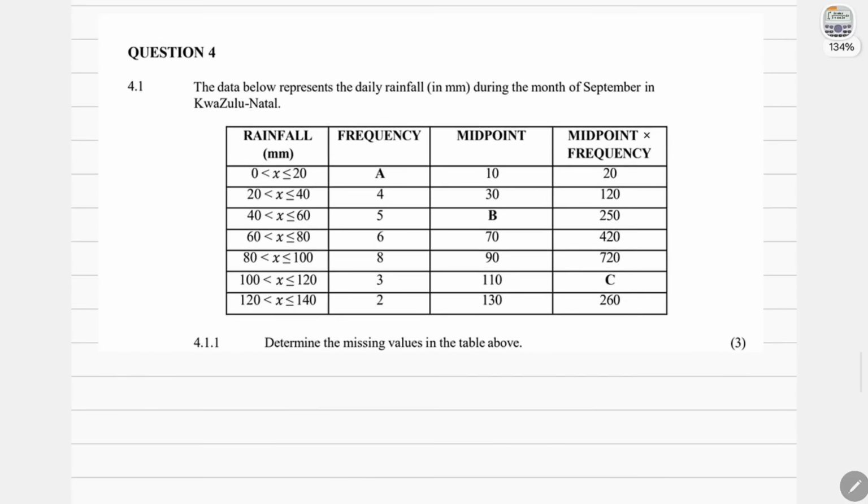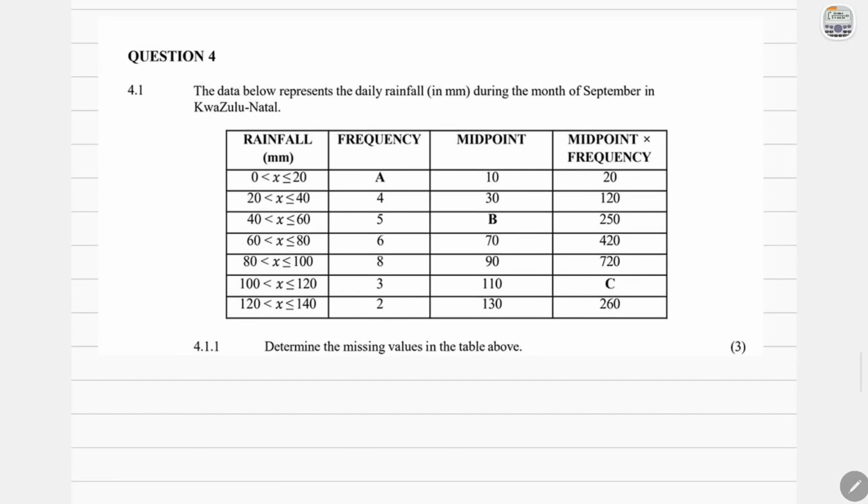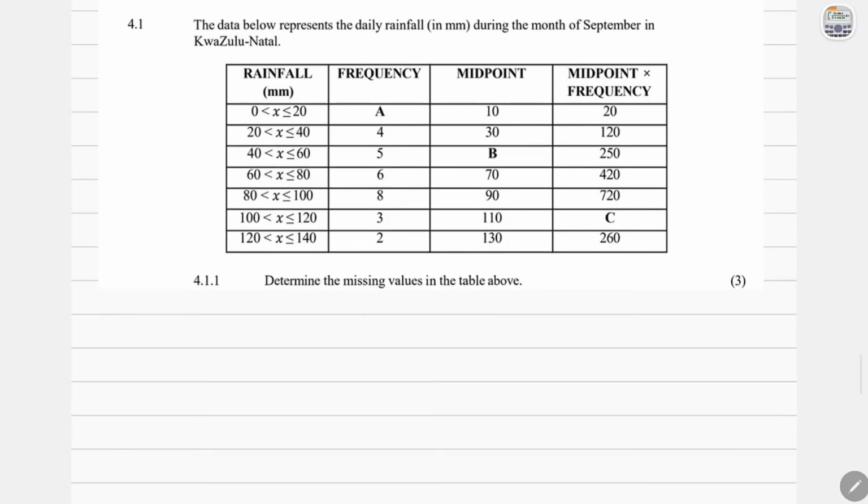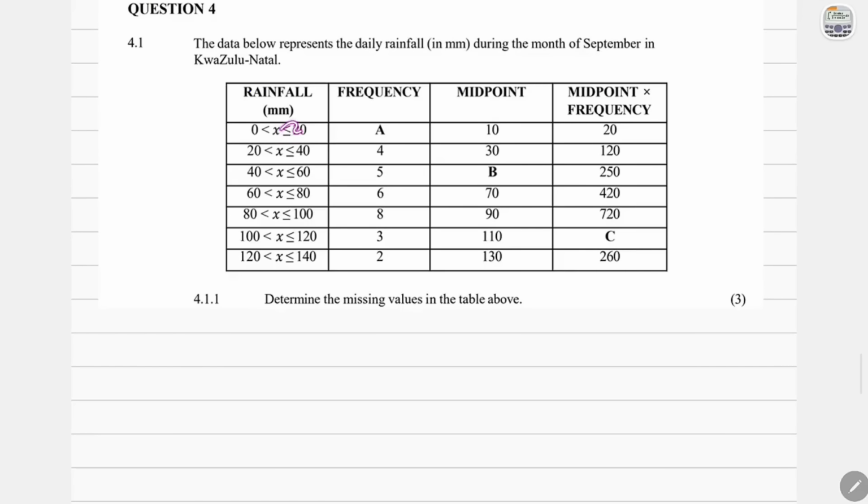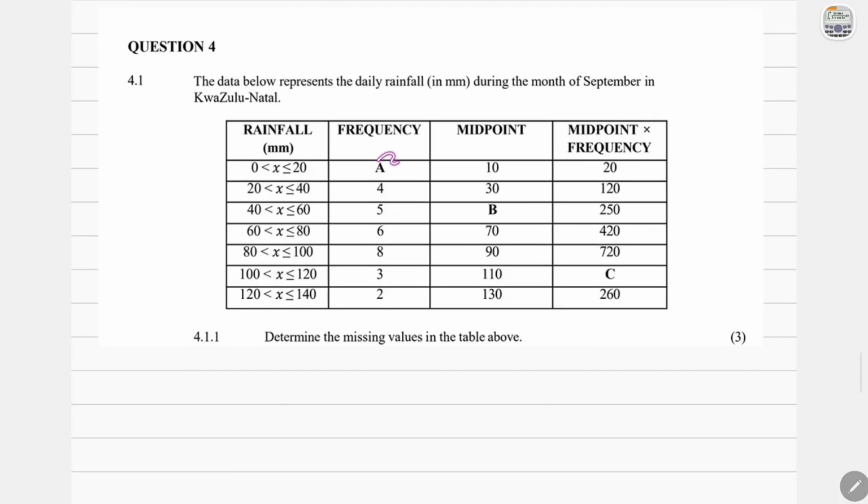Question 4, 4.1 says, the data below represents the rainfall in millimeters during the month of September in KwaZulu-Natal. We have the rainfall, so this is where the rainfall was greater than 0 but less than or equal to 20. And you can see there are some missing things here. I keep seeing questions that look very, very familiar. I've seen another one that looked a lot like this. And I think they're also referring to rainfall.